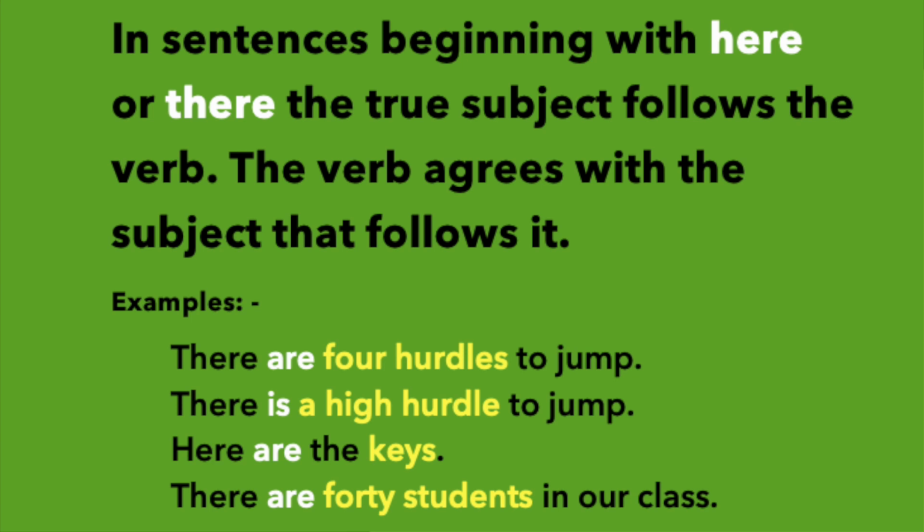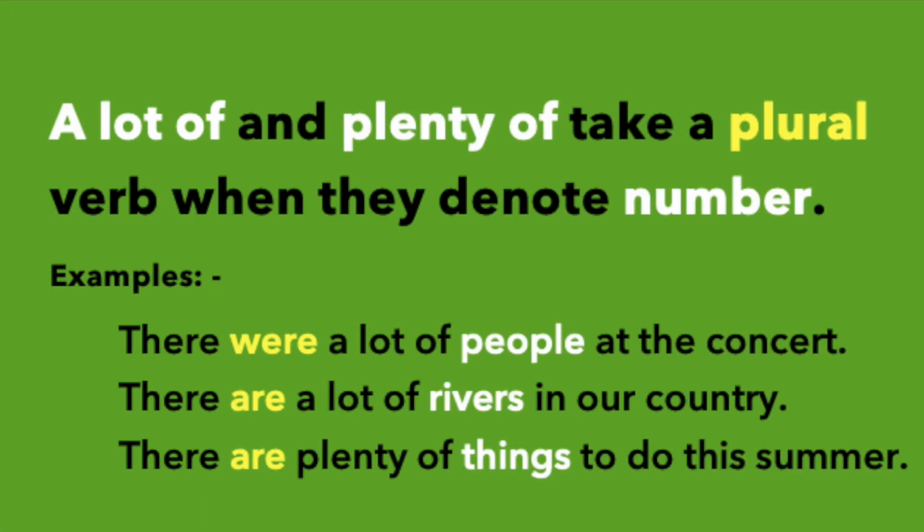Here are the keys. There are 40 students in our class. Here the subjects are keys and 40 students. So we use are. A lot of and plenty of take a plural verb when they denote number. For example, there were a lot of people at the concert. There are a lot of rivers in our country. There are plenty of things to do this summer. From these examples, we understand that there are a number of people, rivers, or things. They denote number. So, we use are.